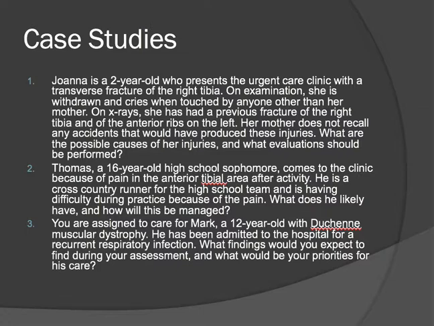But she's withdrawn. She cries when touched by anybody other than her mother. She's had a previous fracture of the right tibia and of her ribs. Her mother does not recall any accidents that could have produced these injuries. So what are possible causes and what evaluations should be performed? So she could be a victim of child abuse and non-accidental trauma, or she could have osteogenesis imperfecta, and we need to evaluate her for both. So we're going to need to do full body x-rays to see all of that.